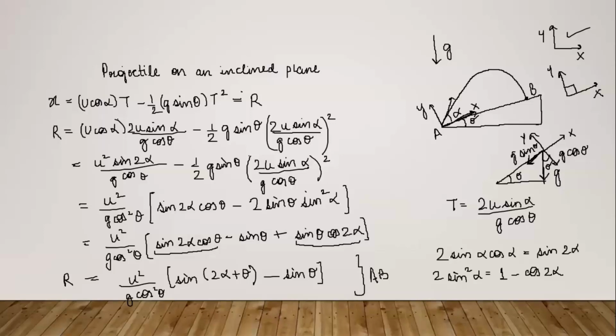We have also found the capital T, that is the time of flight, over here. If you want, you can also derive the time of maximum height yourself. And now we will move on to uniform circular motion.